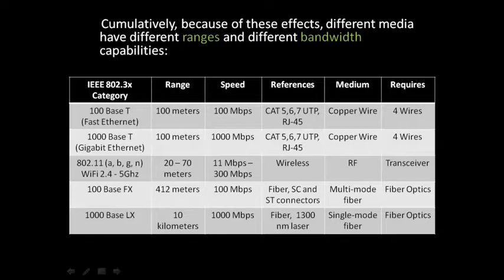Finally, look at the last row, 1000 base LX. It has a range of 10 kilometers. It has a speed of gigabit or 1000 megabits per second. It's also referenced as fiber. It uses a 1300 nanometer laser. It's single mode fiber instead of multi-mode fiber, and it also requires fiber optics.